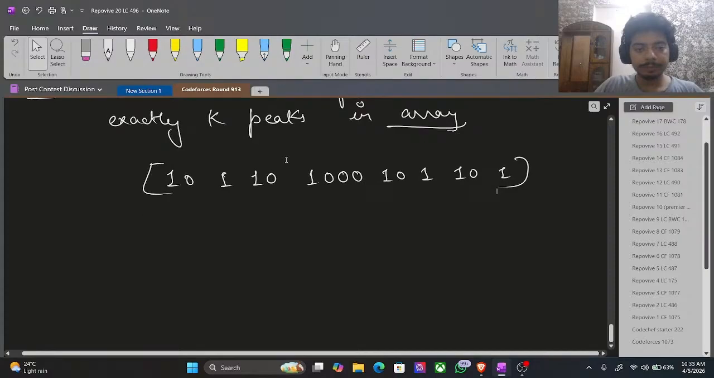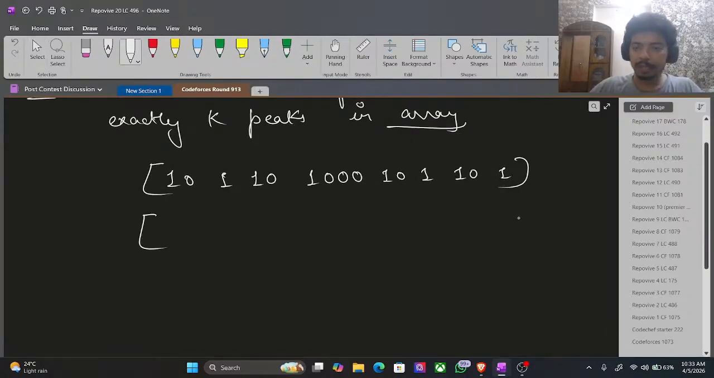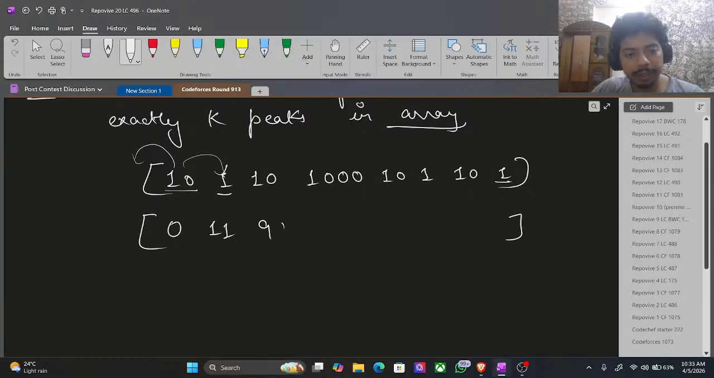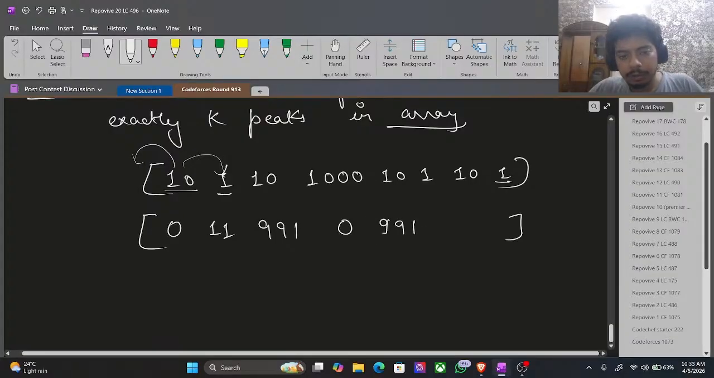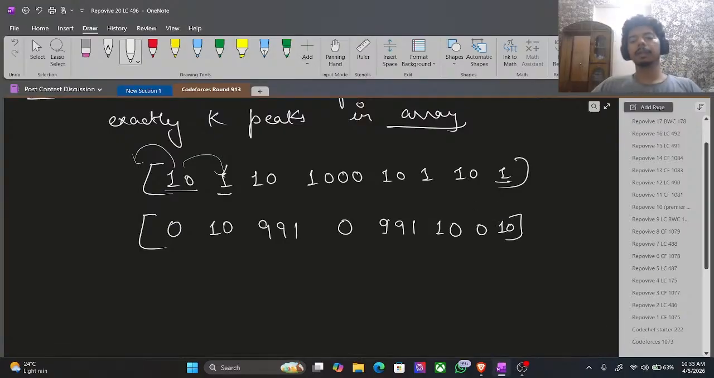Now look, what was the cost? I have to calculate the cost for all of the indexes. The cost of the first 10 is 0, because it is already a peak, since the left is 1 and the right is 1. Here the cost is 11, here 991, here 0, then 991, here 10, here 0 and here 10. So this is my cost array.